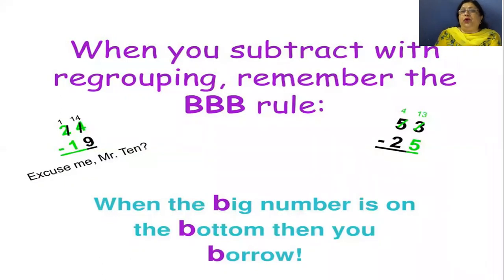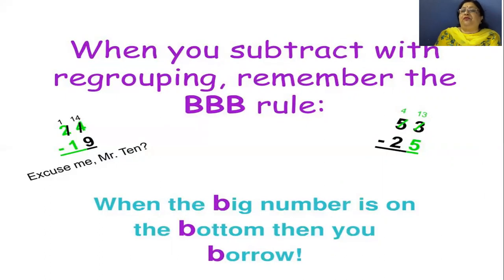Now there is one more rule which will help you to remember how and when to borrow. When you subtract with regrouping, remember the BBB rule. What do you mean by BBB rule? When the big number is on the bottom, then you borrow. For example, 53 minus 25. 5 is at the bottom, which is a bigger number. So we are going to borrow from 5.